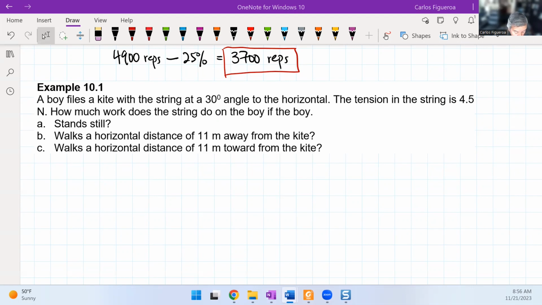Example 10.1. A boy flies a kite with the string at 30 degrees to the horizontal. The tension in the string is 4.5 newtons. How much work does the string do on the boy if the boy stands still, walks a horizontal distance of 11 meters away from the kite, and then walks a horizontal distance 11 meters towards the kite?